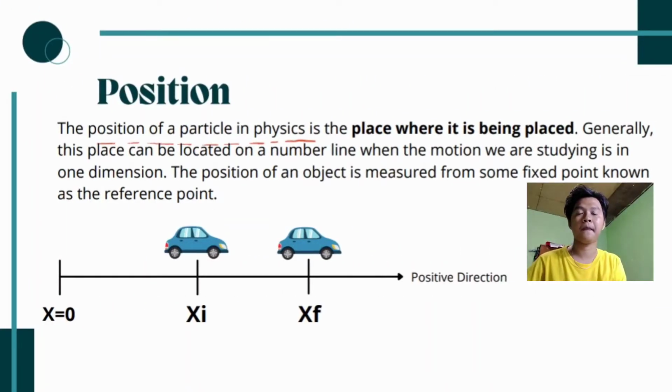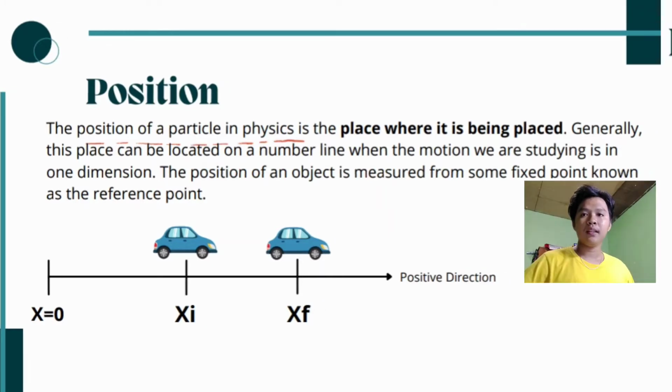So, what is position? The position of a particle in physics is the place where it is being placed. Generally, this place can be located on a number line when the motion we are studying is in one dimension. The position of an object is measured from some fixed point known as the reference point.